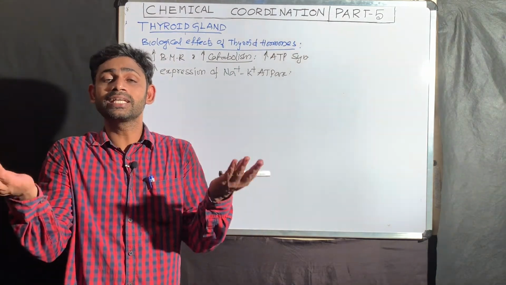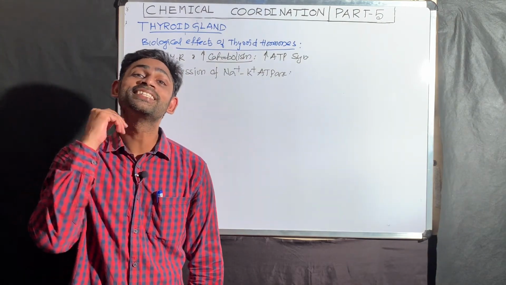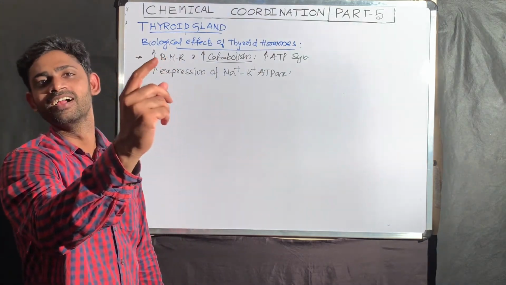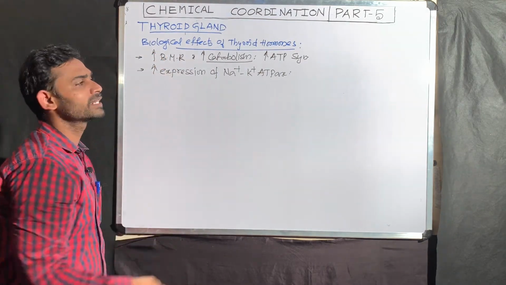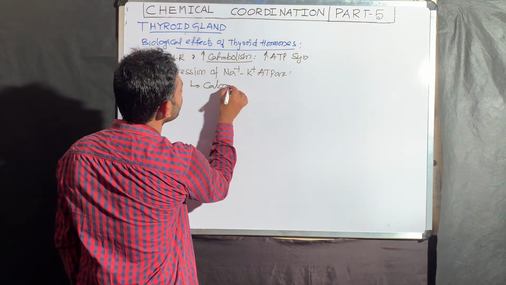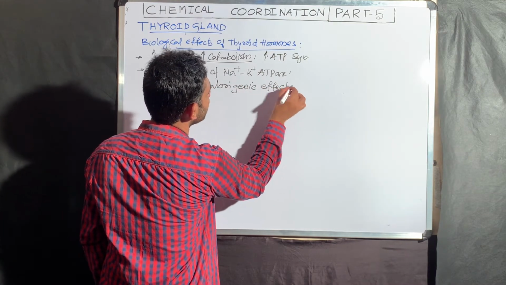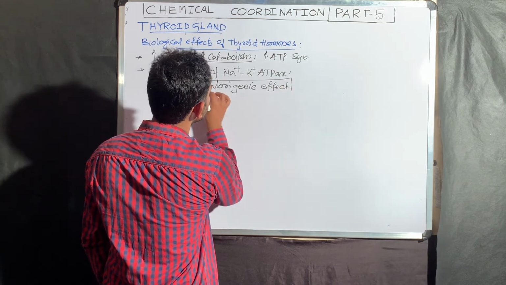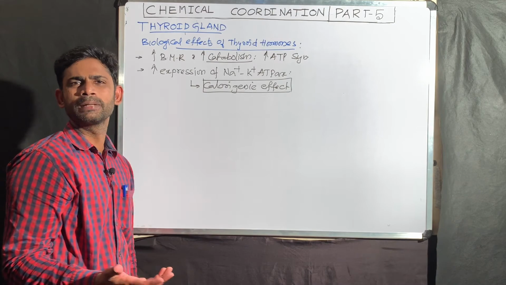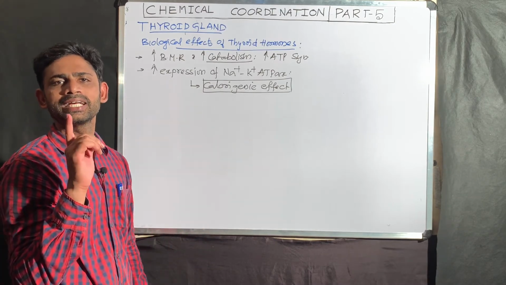What is that heat doing? That heat maintains the body temperature. That means maintaining the body temperature is one of the effects of this particular thyroid hormone. This process is called the calorigenic effect. This mechanism, how it maintains body temperature by losing some heat from the metabolic pathways, is called the calorigenic effect.